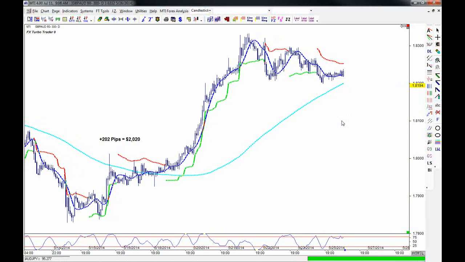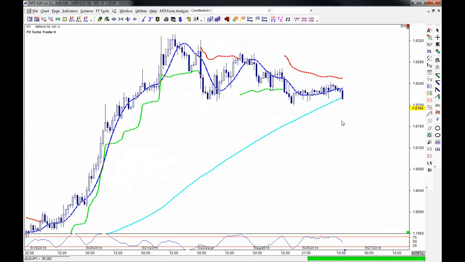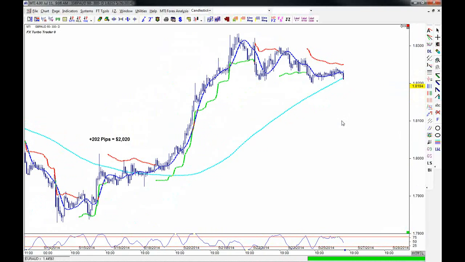And so once again, we're waiting for the cross back below the teal blue line, and there it is. How many of you see right there? We have a cross below the teal blue line. How many of you see that? So let's go ahead and see what just happened.